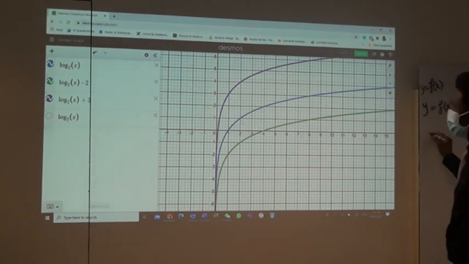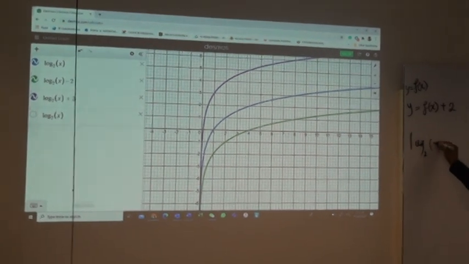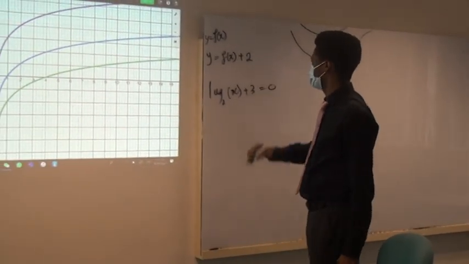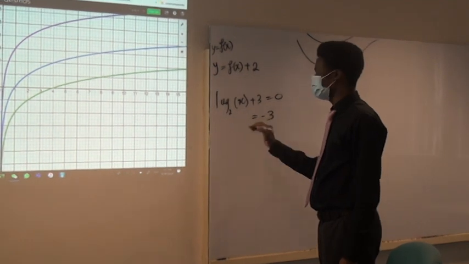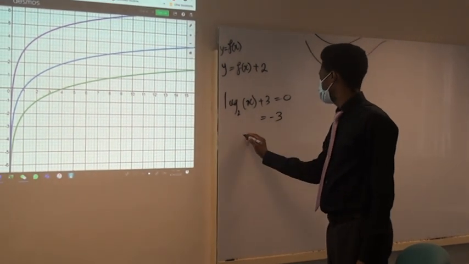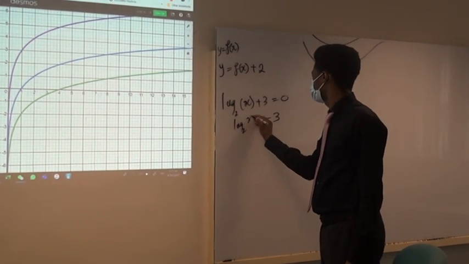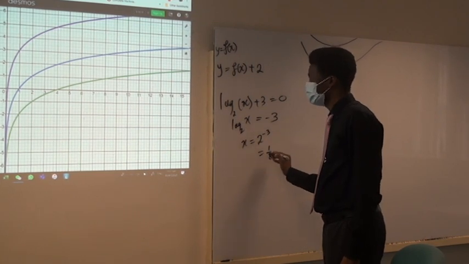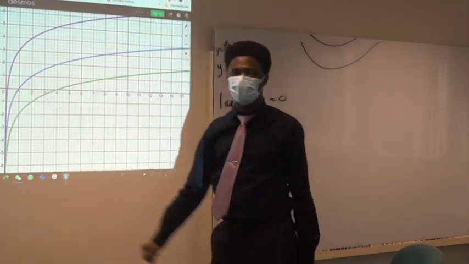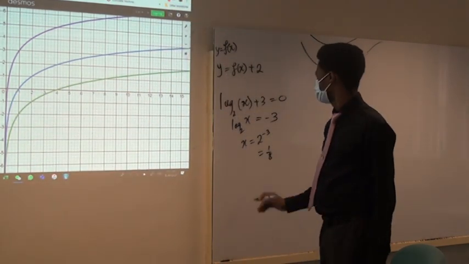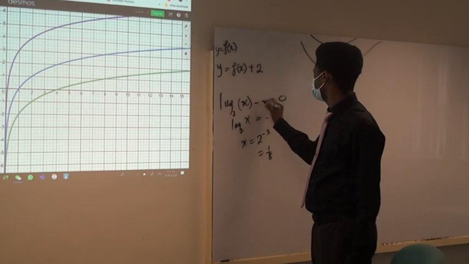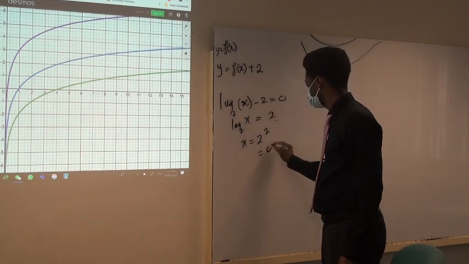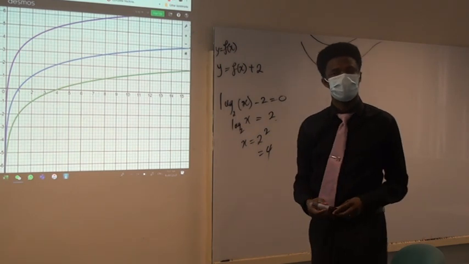For example, for log to base 2 of x plus 3 equal to 0, of course this will be minus 3, right? So eventually our x will be 2 raised to the power minus 3, which is 1 over 8. And that's the one that is very close to here, 0.125. So similarly, if this was minus 2, you're going to get 4. That's the one here. Okay?